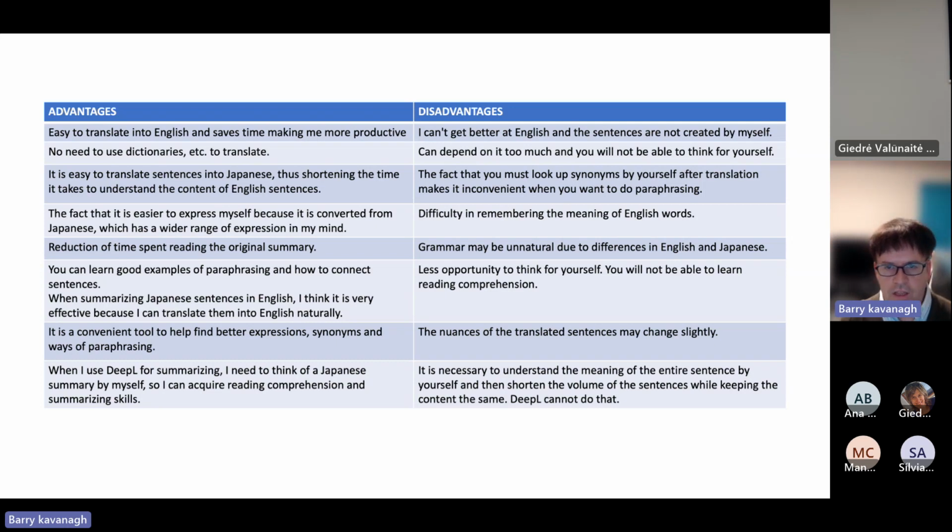However, the disadvantages that the students gave, again, similar to Quillbot: you can depend too much on it and you won't be able to think for yourself, and you can't get better at English. You can't memorize words, you can't remember them if you just use DeepL. And the grammar may be unnatural due to differences in English and Japanese. So similar kind of disadvantages to Quillbot we can see here with DeepL.